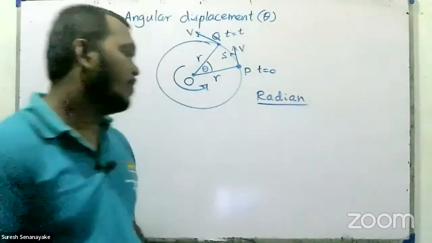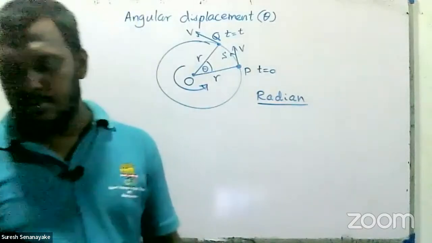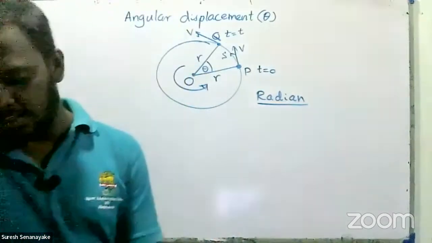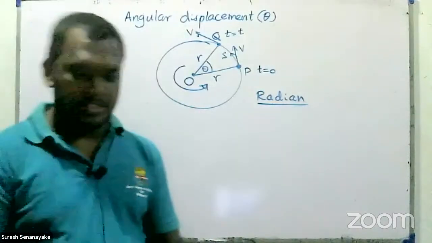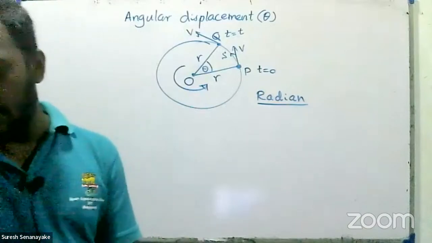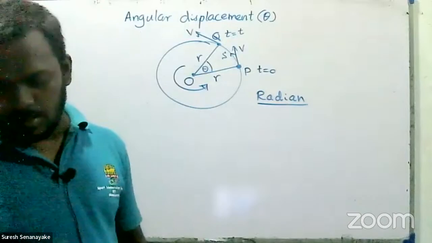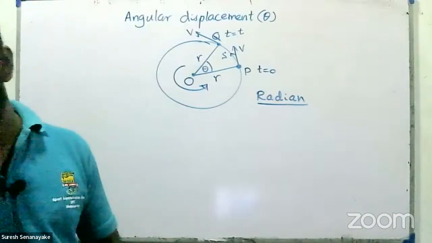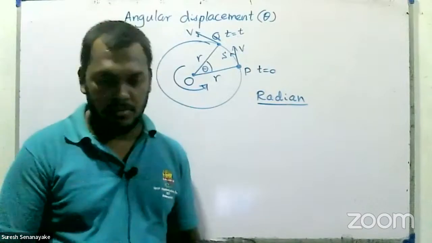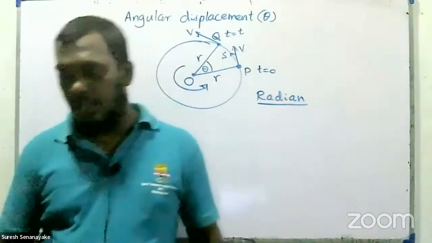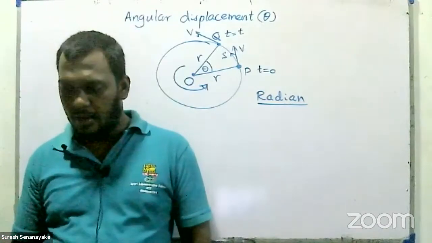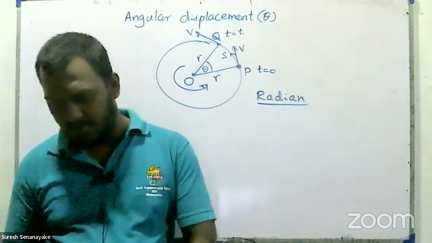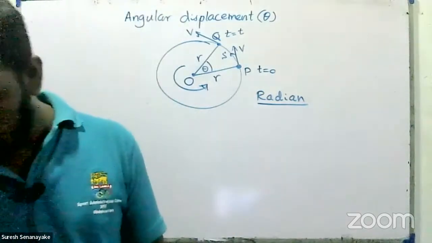One radian is equivalent to the angle subtended at the center of a circle by an arc equal to the length of the radius.